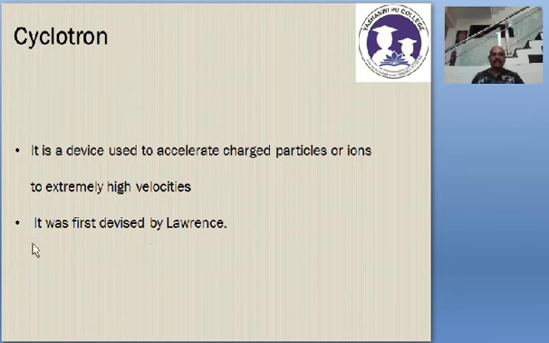Cyclotron: it is a device used to accelerate charged particles to extremely high velocities. That is called the cyclotron.